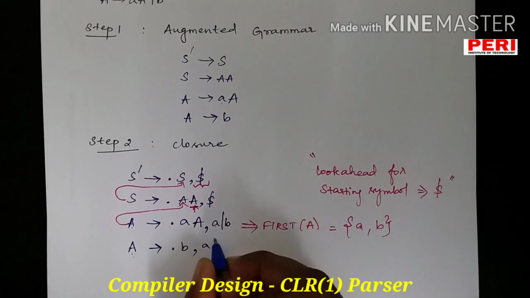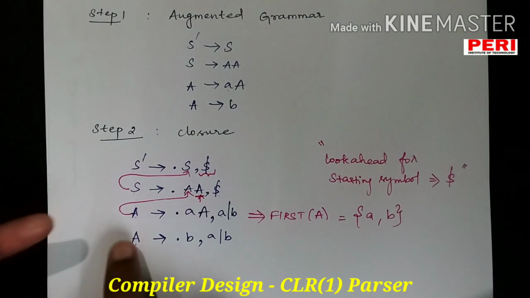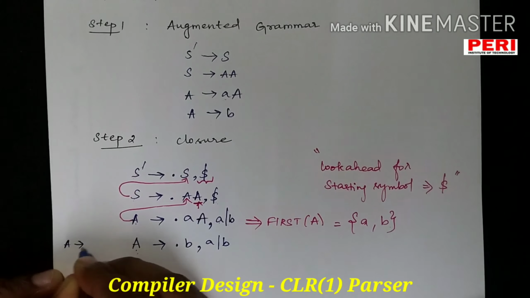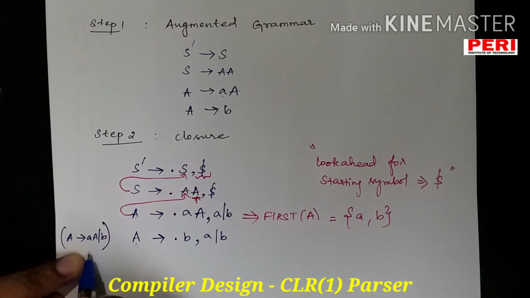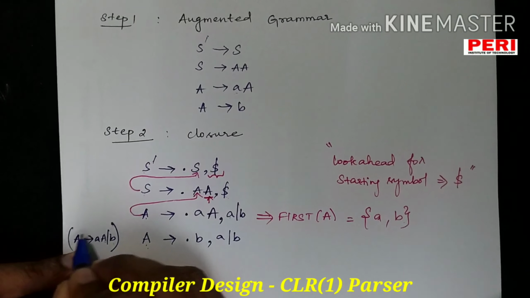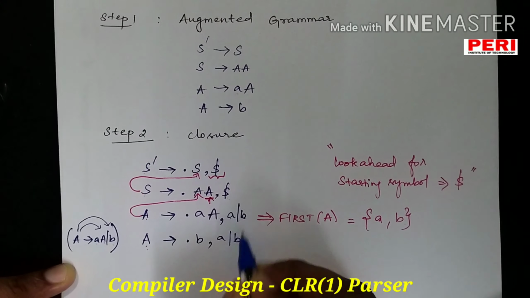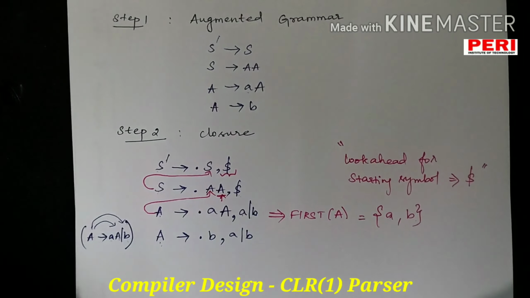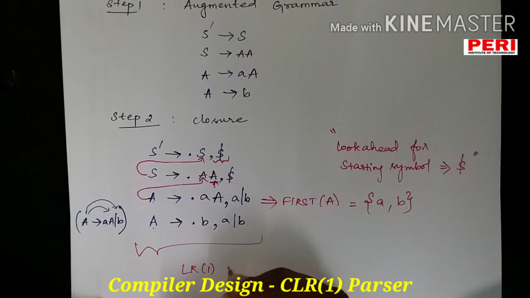Both have the same look ahead. Both A or B are the same. This is the production that is given in the question, A dash tends to A or B. This is the original production given in your question. I have just split it as A and B separately. So look aheads will be the same for both productions. So here also I have A or B, and A or B is my look ahead for this production. So this whole term is now called LR1 items.